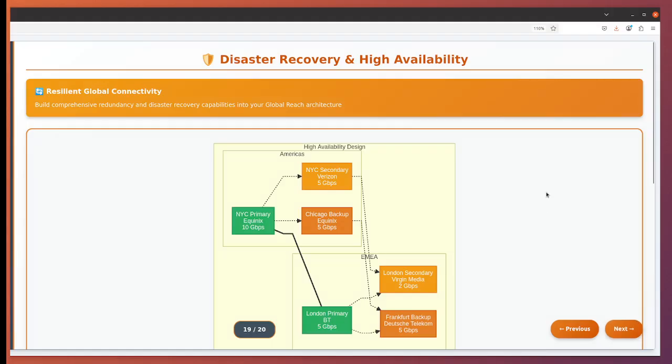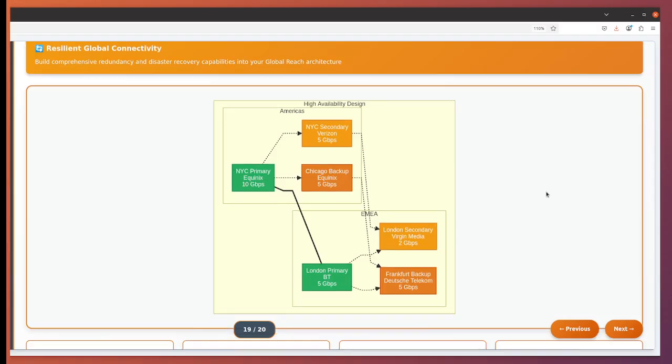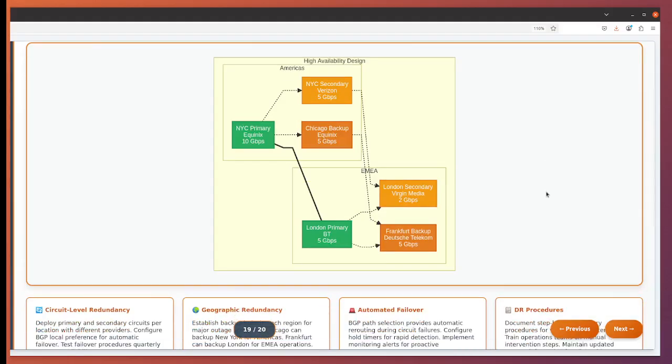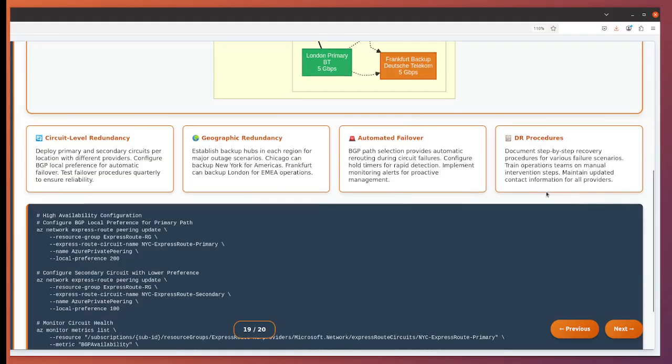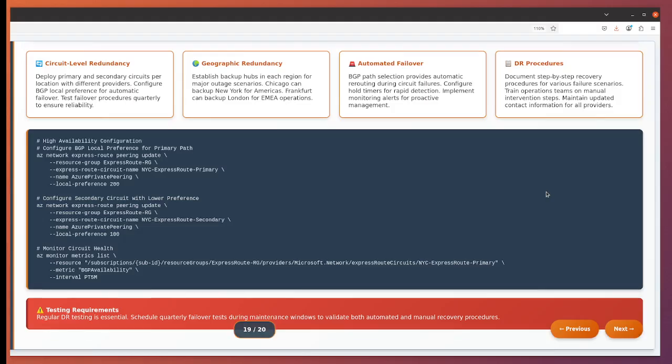Disaster recovery and high availability. Building resilient global reach connectivity requires careful planning for various failure scenarios and comprehensive recovery procedures. The high availability design shown demonstrates how to build multiple layers of redundancy into your global topology. Each layer protects against different types of failures.